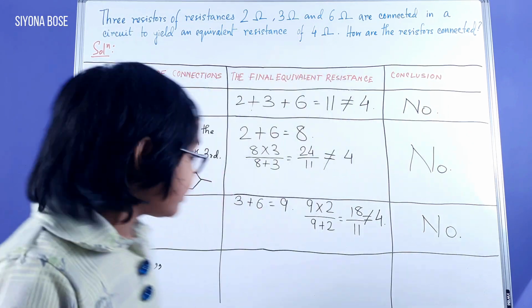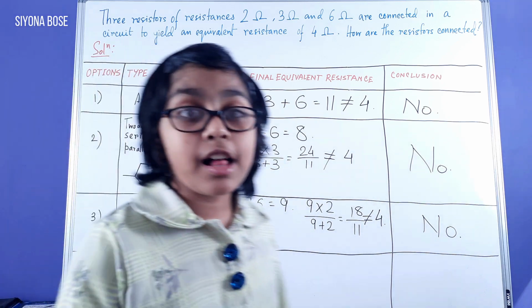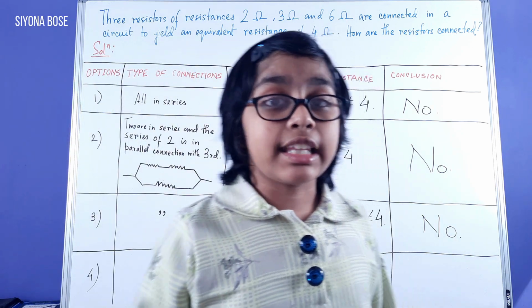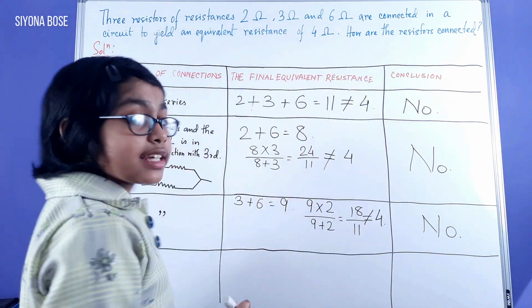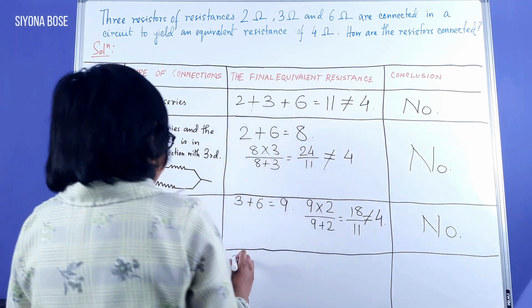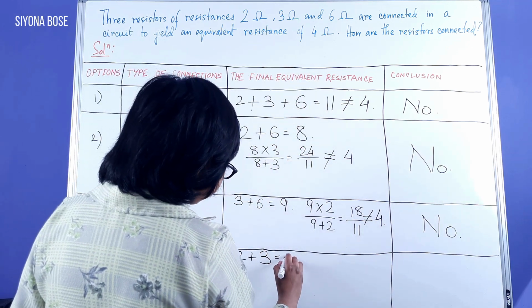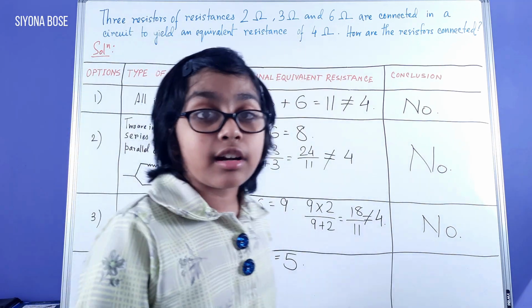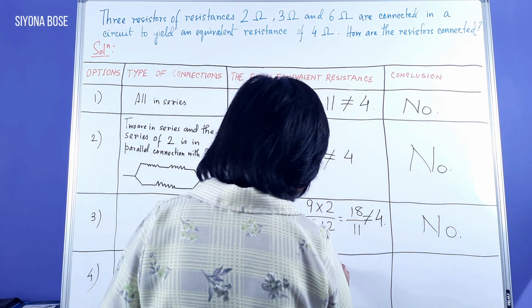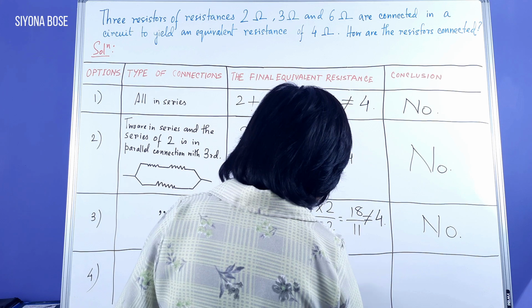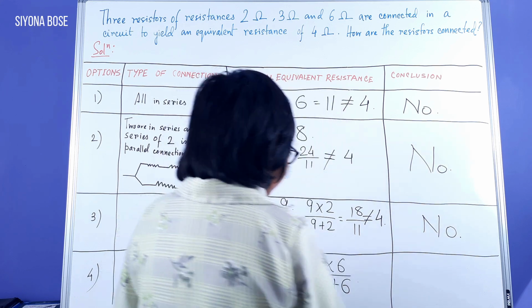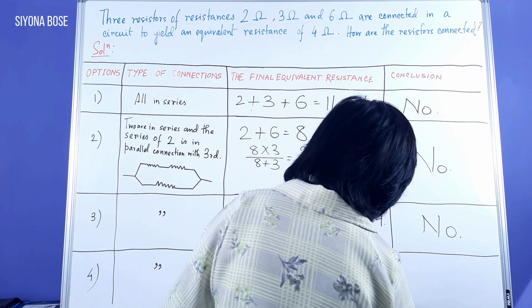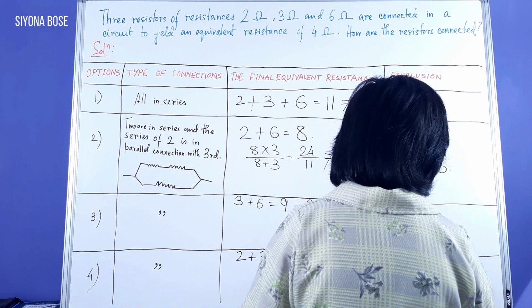Last possibility in this kind of connection is taking 2 and 3 ohms as the series one, and the third one to take as 6 ohms. Then let's experiment what happens. 2 plus 3 is 5. We got that one as 5. Now let's do it with the 6 as the third one in parallel. Then we get 5 into 6 by 5 plus 6, which gives 30 by 11, which again is unequal to 4. And again, our answer is no.